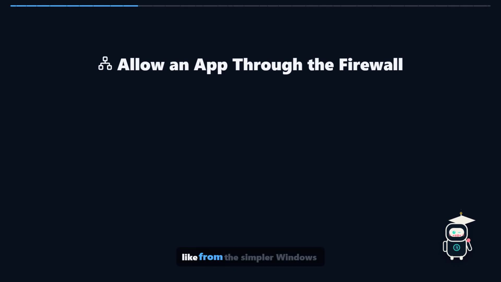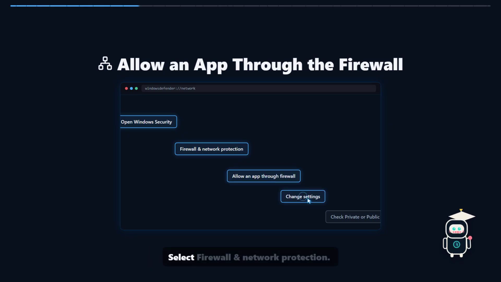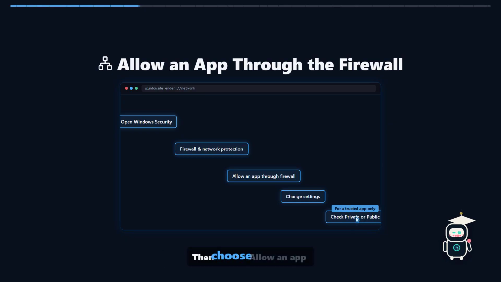Let's see what that looks like from the simpler Windows Security interface. Open Windows Security, select Firewall and Network Protection. Then choose Allow an app through Firewall. Select Change Settings if you are authorized to make changes. Now find the application you need. You'll normally see options associated with network profiles, such as private and public. Here's the important rule. Enable the application only on the network profiles where inbound access is actually required. Don't automatically check every box just because an application asks for network access.